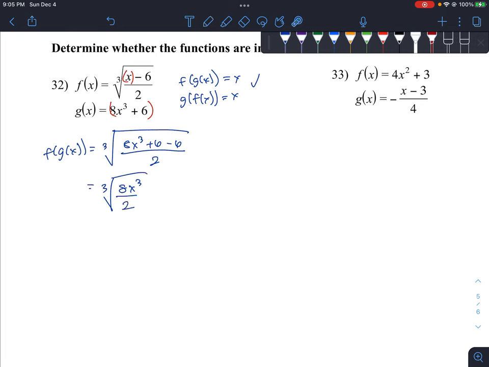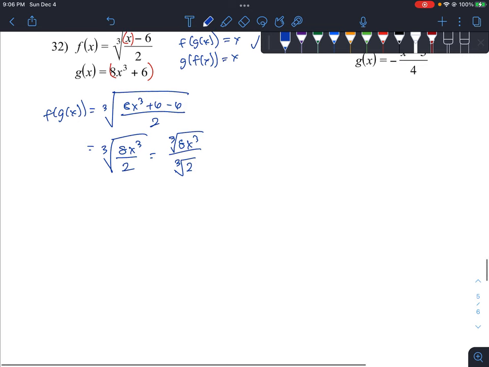Okay, now since this is a cube root, I can evaluate these separately. So this is because it's a cube root, we're dividing, that's why we can do that. So it's going to be cube root of 8x cubed divided by the cube root of 2. Okay, so that's going to be equal to, the cube root of 8 is 2, and the cube root of x cubed is x to the third, or it's just going to be x, and then divided by the cube root of 2.